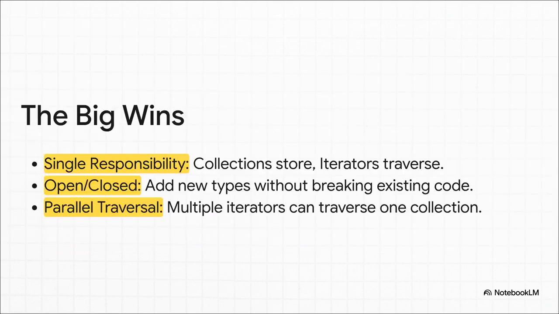So why go through all this trouble? Well, the payoffs are huge. First, you're following the single responsibility principle. Each class has one job and does it well. The collection stores, the iterator traverses. Second, this lines up perfectly with the open-closed principle, which is a fancy way of saying you can add new types of collections or new iterators without breaking any of your existing code. And as a really cool bonus, you can have multiple iterators walking through the same collection at the same time, each keeping track of its own spot.